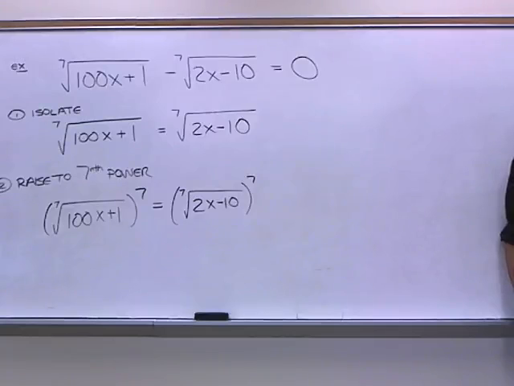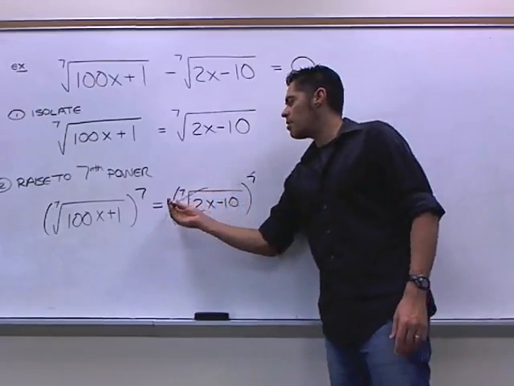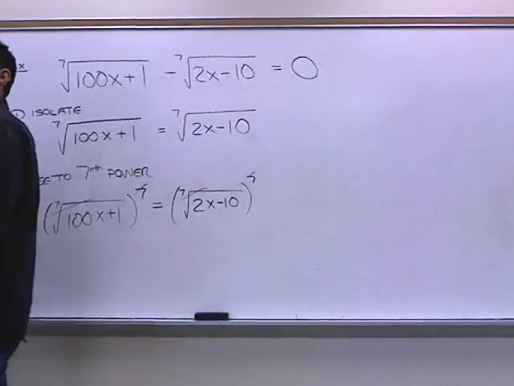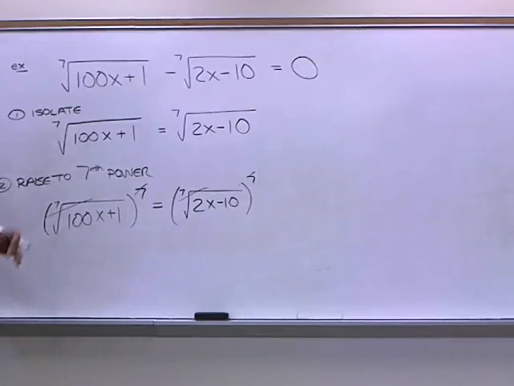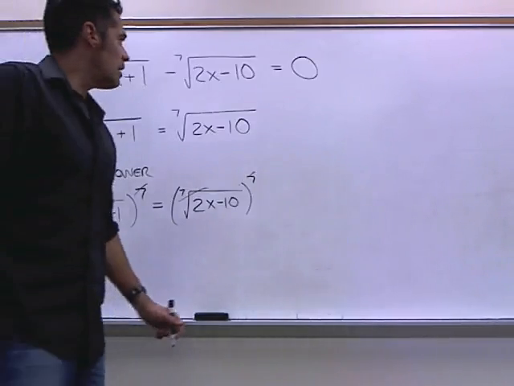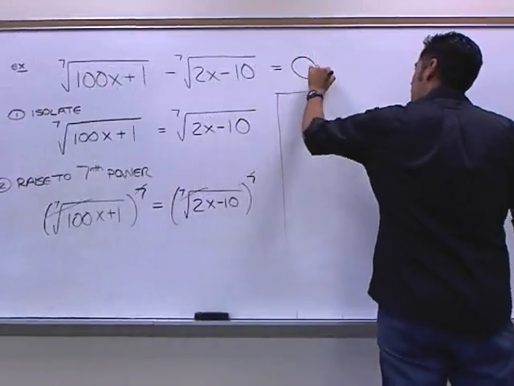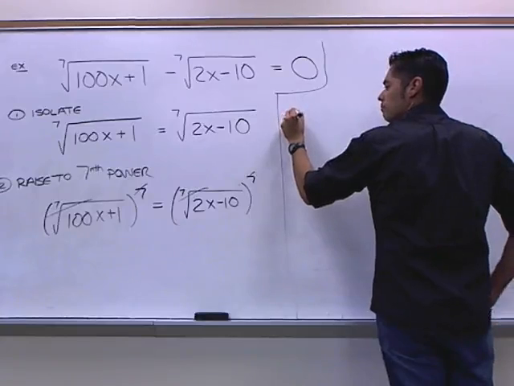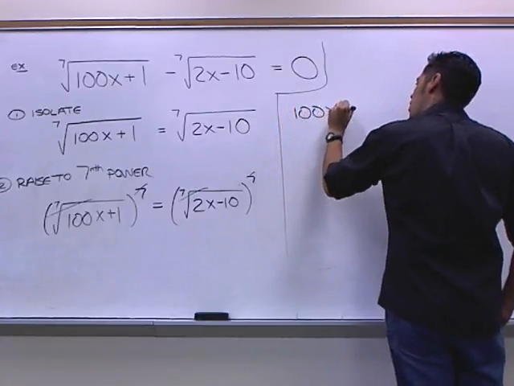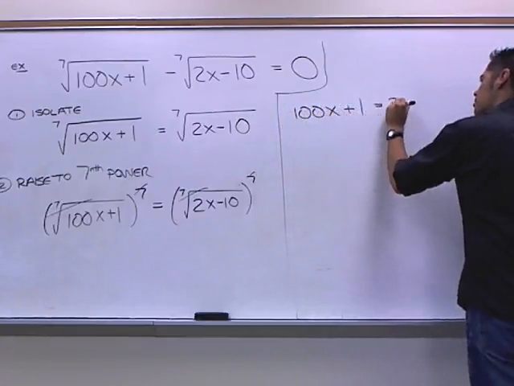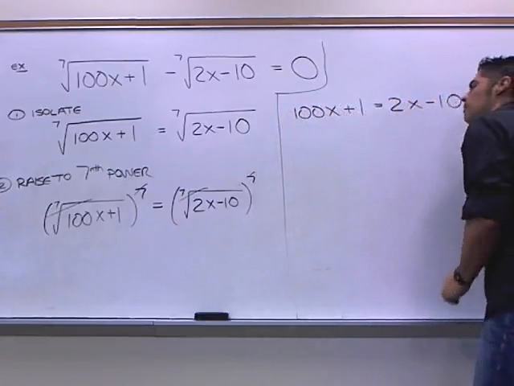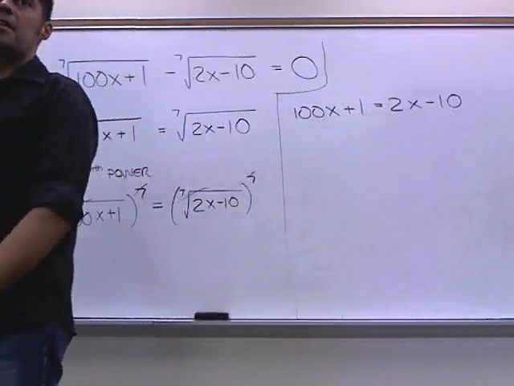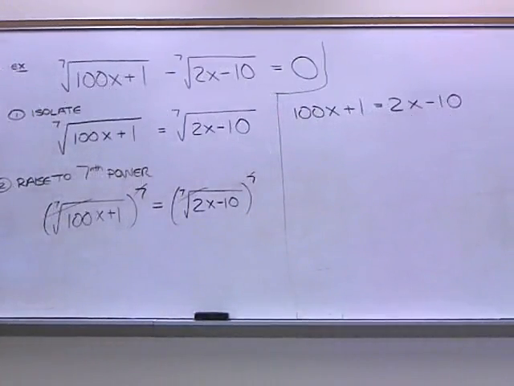Do you see what good things happen? Look, the 7th root and the 7th power cancel on both sides. And so the roots are basically gone, aren't they? And what are you left with? 100x plus 1 equals 2x minus 10. Nice equation again. And then I skip the 3rd step, right?